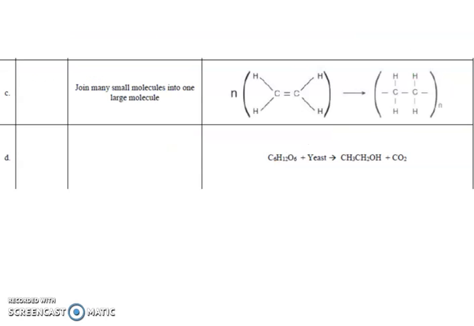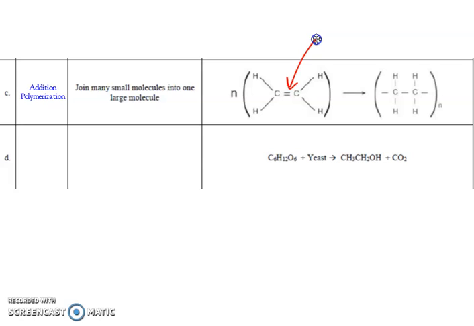The next one says joining many small molecules into one large molecule. And so that's going to be called an addition polymerization. It's not a condensation polymerization because it does not produce anything. What we're doing is we are breaking this double bond right here, all right? And so if we add, it's an unsaturated, so it's an addition polymerization, very similar to the last one we did.